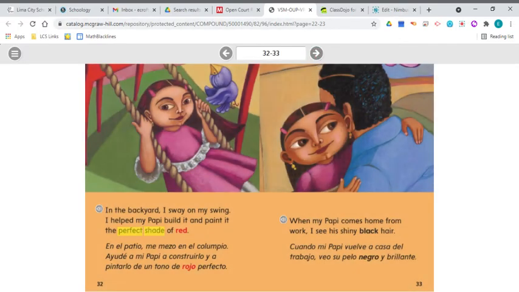In the backyard, I sway on my swing. I help my poppy build it and paint it the perfect shade of red. All right. So does anybody see any words on this page that they might not know what they mean? Maybe this word sway, which means to move back and forth, or maybe this word poppy. I help my poppy. I wonder if I keep reading if my question will be answered as who is her poppy? So she helped her poppy build it and paint it the perfect shade of red.